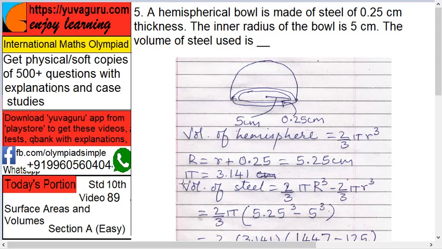Both are pi is 3.14, or as given in the exam. Okay, so start. Volume equals outer minus inner: 2 upon 3 into pi into capital R cube, 5.25 cube minus 5 cube. We have taken 2 upon 3 pi common over here.